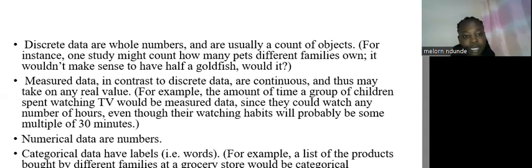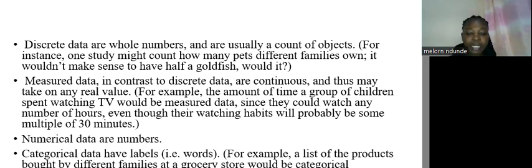Then we come and get to know discrete data. Discrete data are whole numbers and are usually a count of objects. For instance, one study might count how many pets different families own. It wouldn't make sense to have half a goldfish, would it?